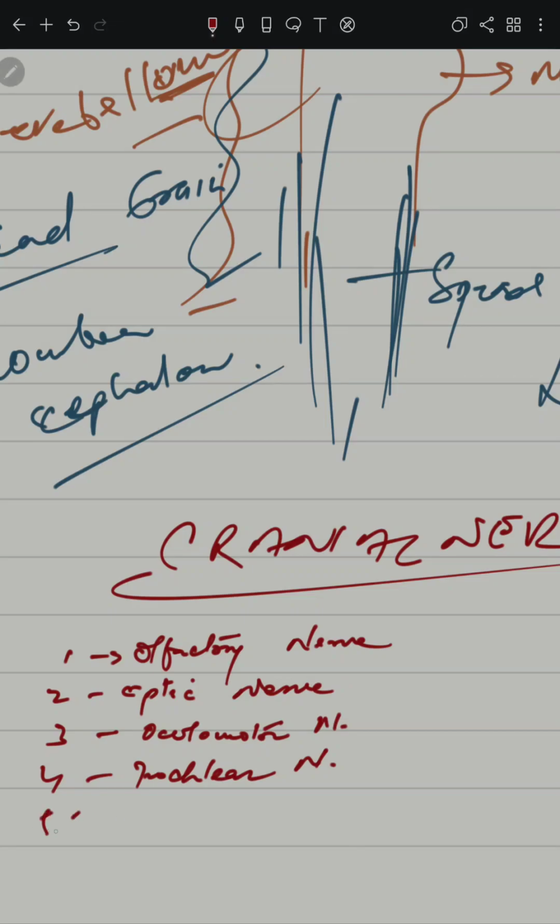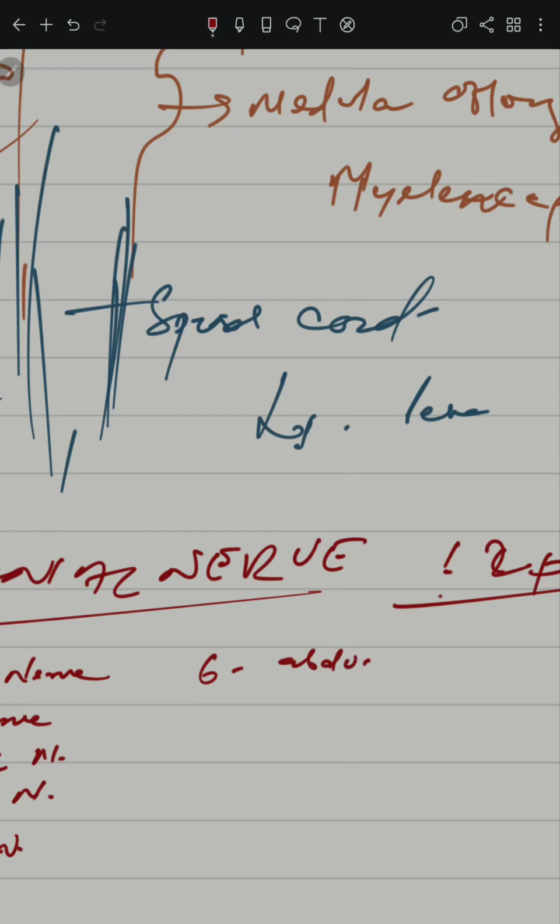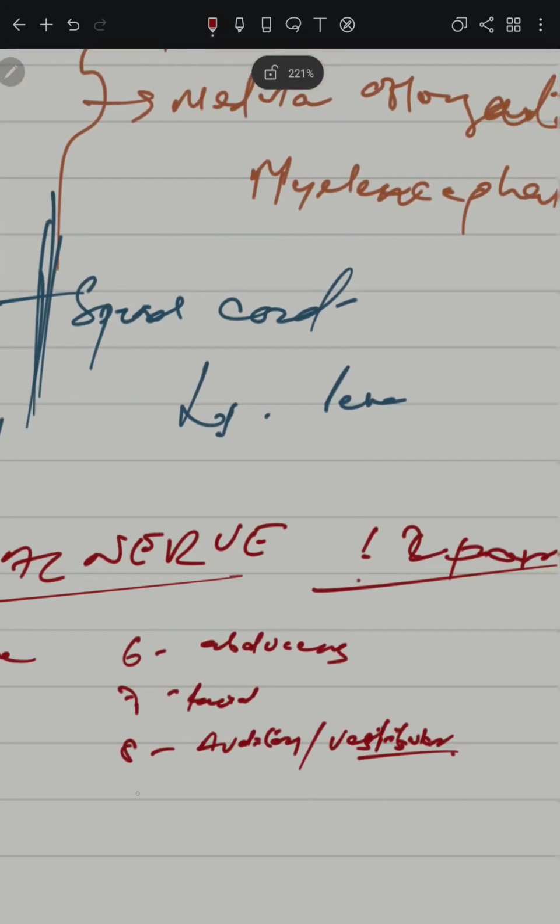Now the fifth is the trigeminal nerve, and the sixth is the abducens. Eye movement. The seventh is called facial, the expression of the face, and the eighth is called auditory or vestibular nerve, that is called balancing and hearing.